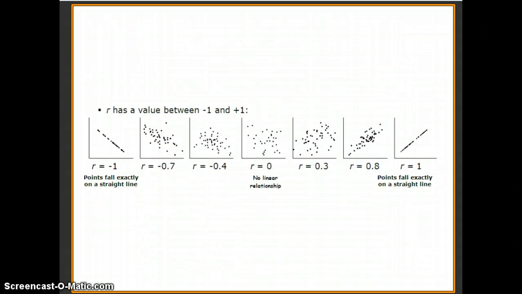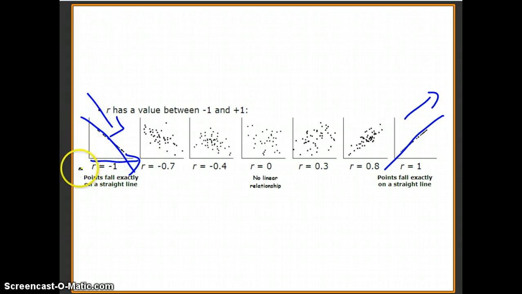This here is quite a nice diagram. So we've got -1, perfect in a line, +1, perfect in a line, but this is going uphill left to right, and that's going downhill. As x increases, y is decreasing. As x increases, y is increasing.